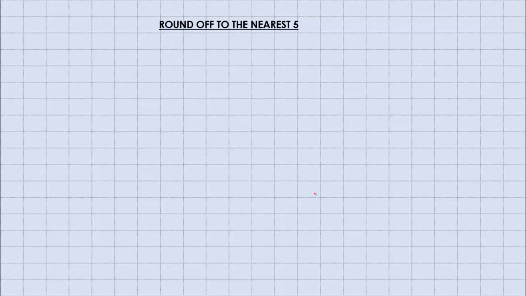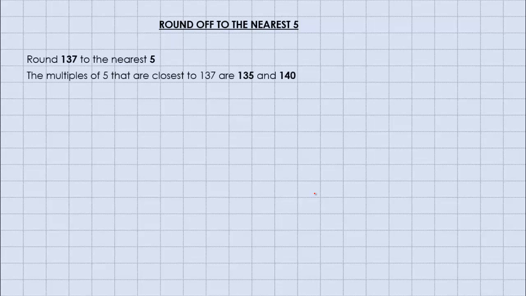Let's quickly look at rounding off to the nearest 5. When rounding off to the nearest 5, we consider the multiples of 5 that are closest to the number that we are rounding off. Multiples of 5, you're counting your 5s: 5, 10, 15, 20, 25 up to infinity. Any number that ends with a 5 or ends with a 0 is divisible by 5. So these are your multiples of 5.